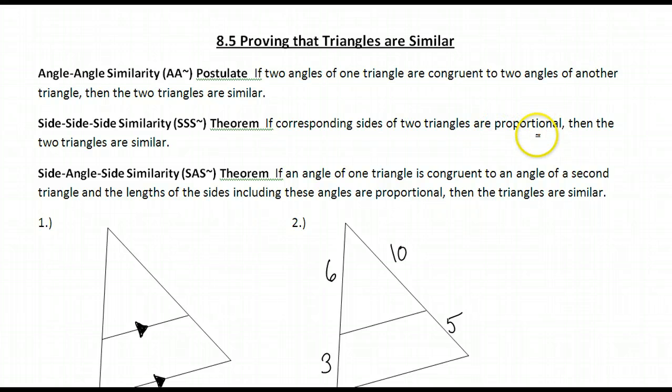be proportional. And finally, the side-angle-side similarity theorem. If we have two pairs of corresponding sides that are proportional, and the included angle between those two pairs of corresponding proportional sides is congruent, then the two triangles are similar. Let's look at some examples.